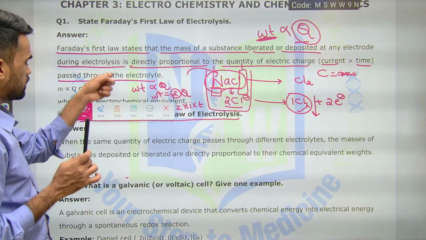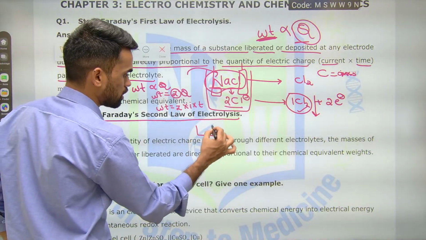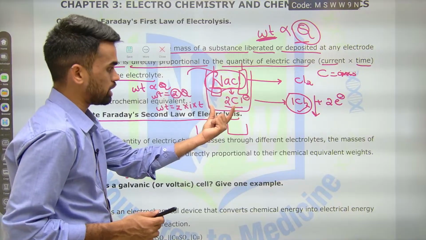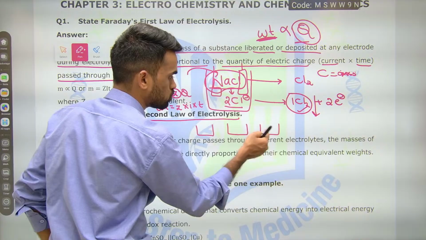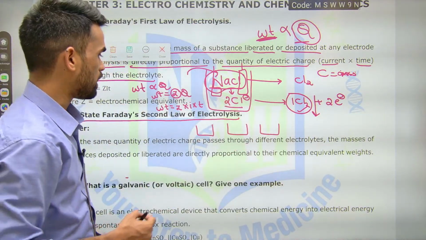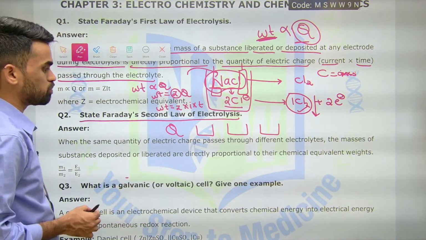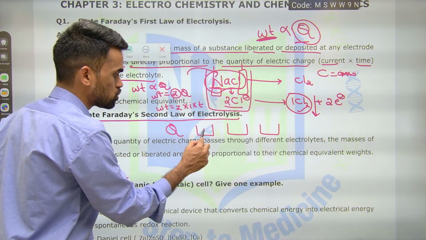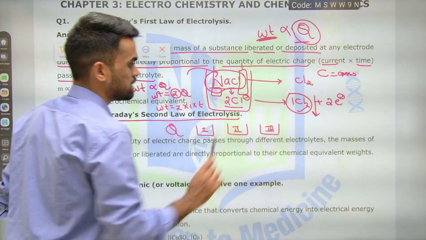Now what the second law says is, we are taking electrolytic solutions like this. Here I used only one electrolytic solution. Now here I am using some more electrolytic solutions, 1, 2, 3 like that. We can use n number of electrolytic solutions. Now I am passing Q amount of charge. It means the same amount of electric charge is passed through electrolytic solution 1, electrolytic solution 2 and solution 3, which are in series connection.